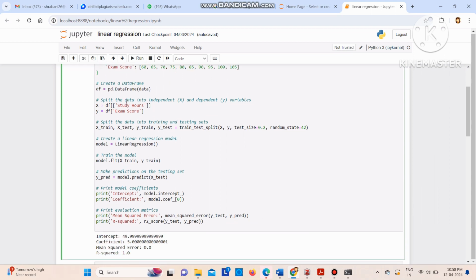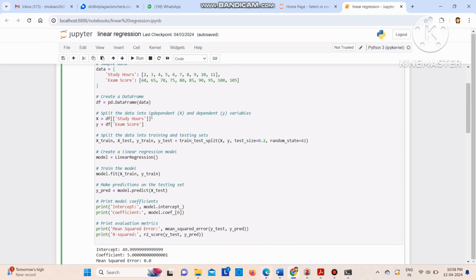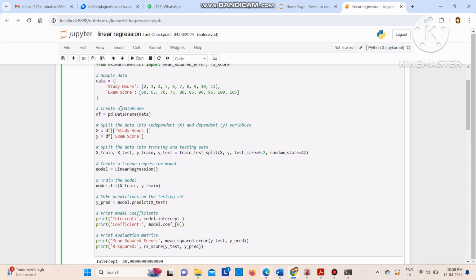Now this data is given in this form, so we need to convert it to a data frame. We will write df equal to pd.DataFrame(data). So we are going to put this data here and convert it to a data frame. Now we need to split this data. This data frame will contain x and y values. Now x is the independent variable and y is the dependent variable. So we are going to split the data into independent and dependent variables using X = df['study hours'] and y = df['exam score'].